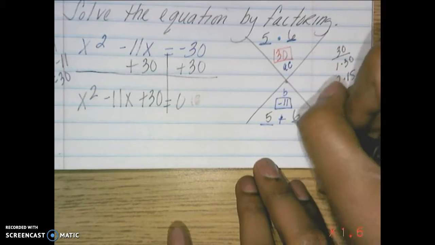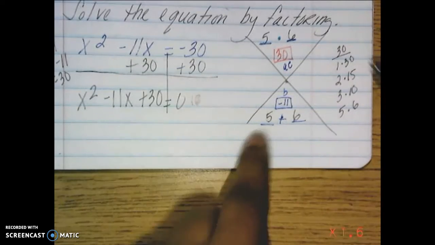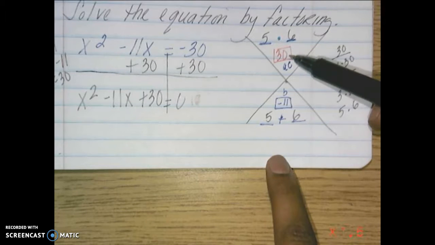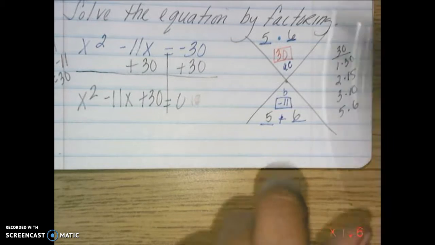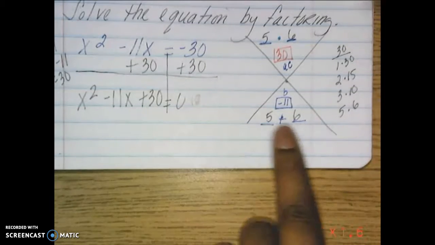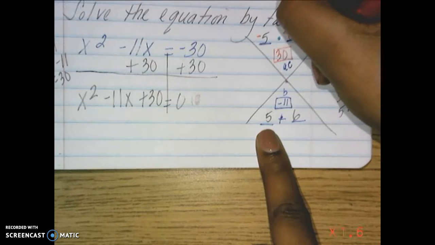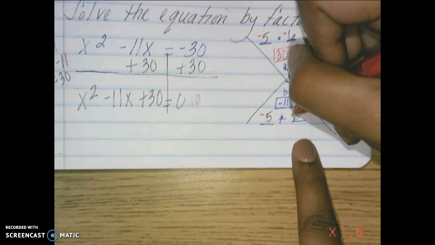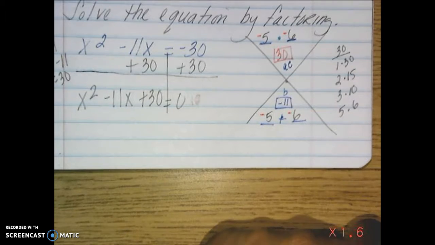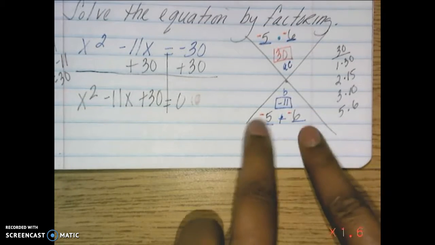And 5 and 6. Okay, but the only difference is we got positive 30. 5 times 6 is positive 30. 5 plus 6 is positive 11. So to make it a negative, keep in mind, a negative 5 times a negative 6 will give you positive 30, and a negative 5 plus a negative 6 will give you negative 11. So just like that, we have our two factors.